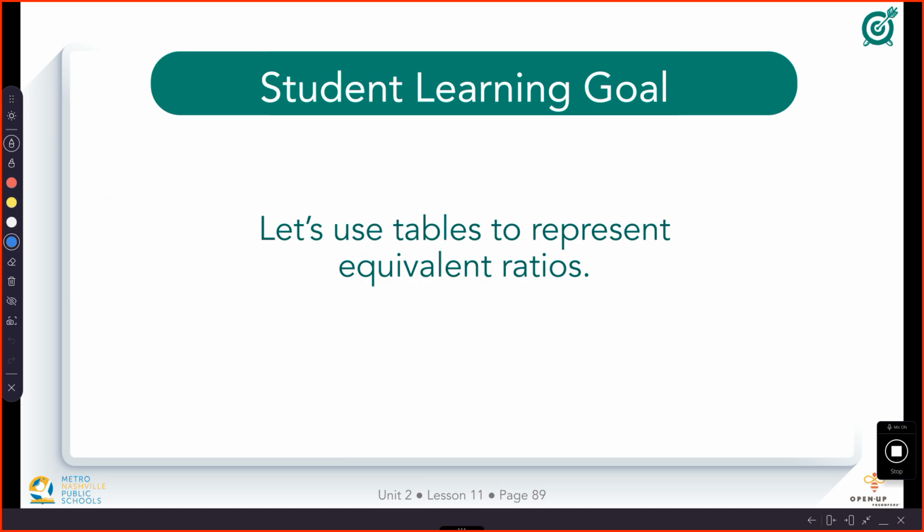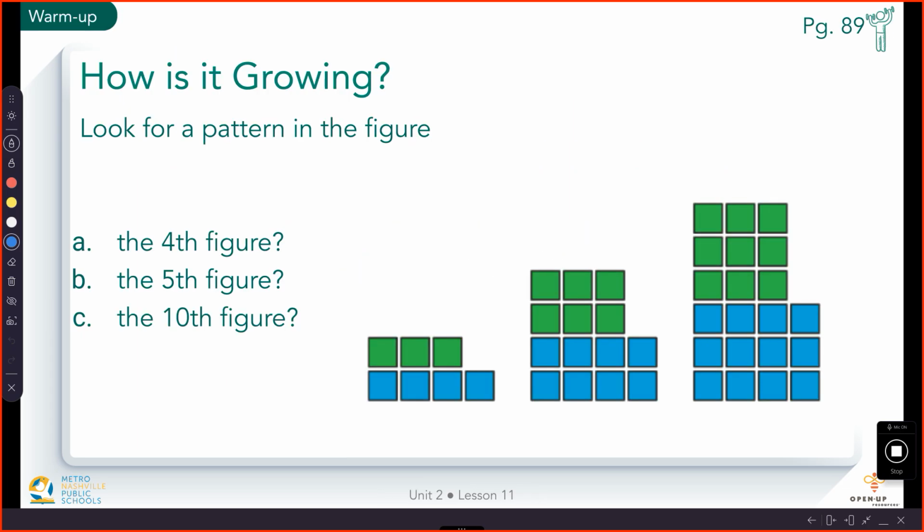All right, so let's do just a little bit of warm up here. How's it growing? You can use the patterns. You can see how the pattern is going. Here the ratio is 3 to 4. Here is the ratio 6 to 8. And this ratio is 9 to 12.